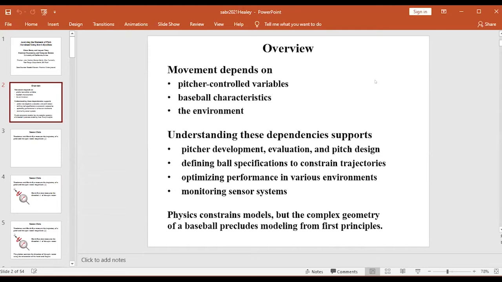And something I'd like to point out from the beginning is that while physics constrains these models, the geometry of a baseball with its pattern of raised seams makes it impossible to model the aerodynamics from first principles. So data from sensors becomes very important in trying to build these models.